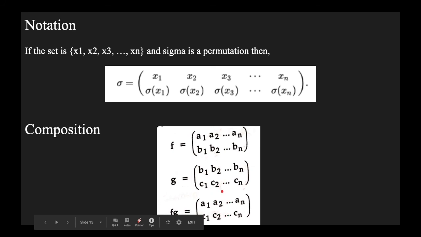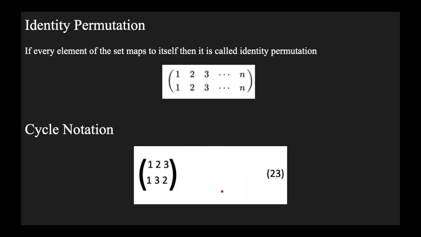So composition is good. Now the identity permutation. From the name it is very clear. If every element of the set maps to itself, then it is called the identity permutation. That means 1 goes to 1, 2 goes to 2, 3 goes to 3 and so on.